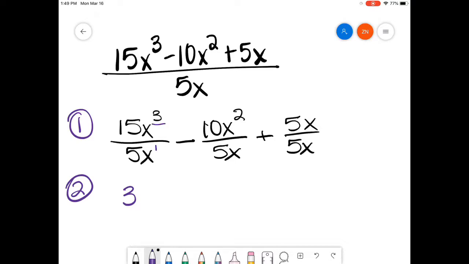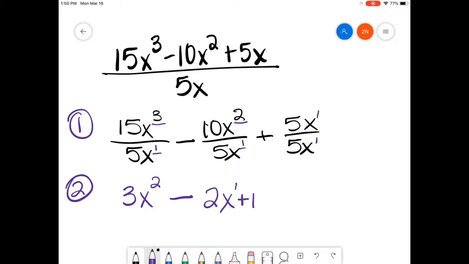3 minus 1 gives me 2, so this will be x to the power of 2. Minus 10 divided by 5 is 2. 2 take away 1 is 1, so this will just be 2x. I don't need to put this exponent of 1 here, but just so you know, I'll put it. Then I have 5x divided by 5x. 5 divided by 5 is 1. 1 minus 1 is 0, so I actually don't need to put that variable x there since anything to the 0 power is 1. 1 times 1 is 1.